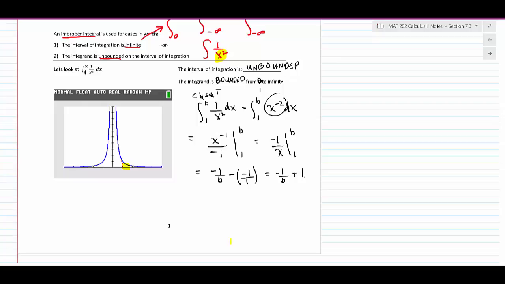Now what we're going to do is take the limit of this, because we're interested in what's happening as b goes to infinity. So it's not really cheating, it's just a way to look at this. So we're going to take the limit as b goes to infinity of this result, negative 1 over b plus 1. Now, in Calc 1, you learned how to do some integrals with infinity, didn't you? Let's see if we know this, because you're going to do limits like crazy throughout this section.